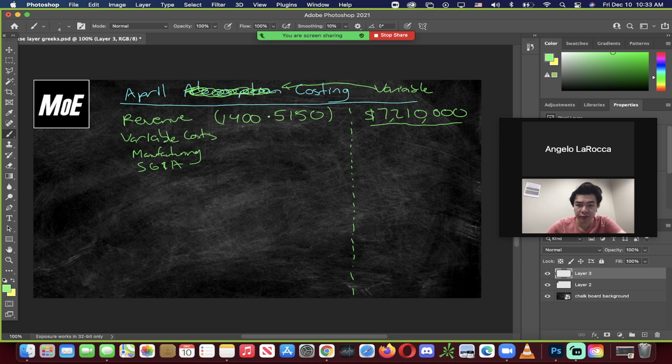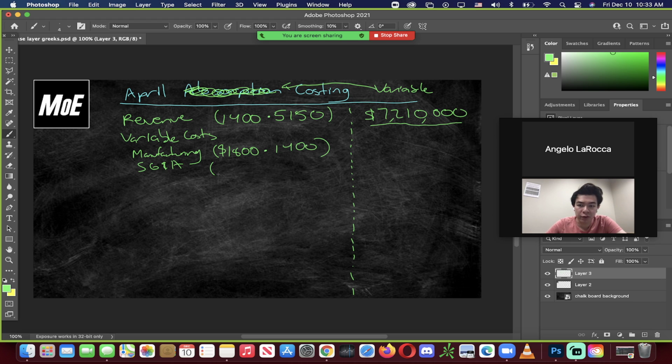For the variable cost, we are going to do, for manufacturing, it is just the manufacturing cost per unit produced, which is 1,800. We multiply that by the sales again, so that's 1,400.